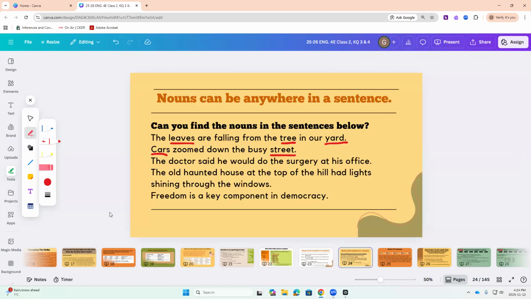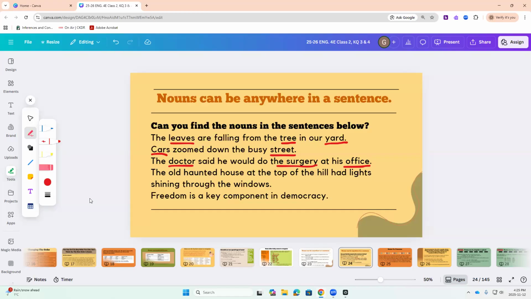The doctor said he would do the surgery at his office. So doctor would be a person. Surgery, you could call that like an idea or a concept, I think. Office would be a place.